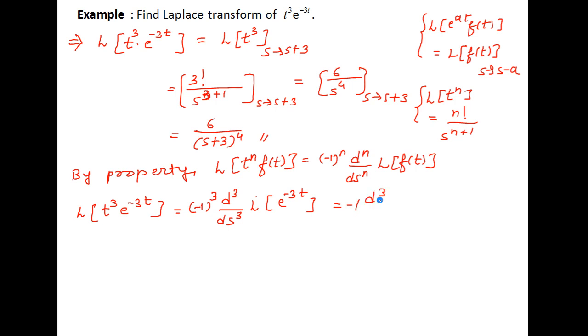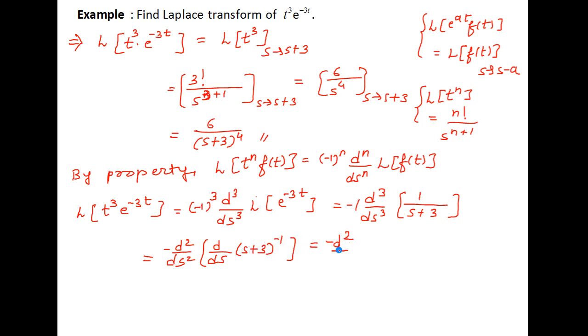And here d cube upon ds cube, and Laplace of this exponential term by the standard result: Laplace of e to the power at is 1 upon s minus a, and Laplace of e to the power minus at is 1 upon s plus a. So it is 1 upon s plus 3. And now we have to take its third order derivative. So finding the first order derivative, we can write here d square upon ds square in bracket d by ds of s plus 3 bracket raised to minus 1.